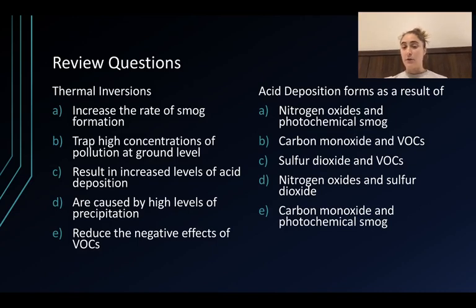And then acid deposition forms as a result of nitrogen oxides and photochemical smog, carbon monoxide and VOCs, sulfur dioxide and VOCs, nitrogen oxides and sulfur dioxide, or carbon monoxide and photochemical smog, and that should be D, which forms nitric acid and sulfuric acid. And then nitrates and phosphates, which eventually fall as acid deposition.